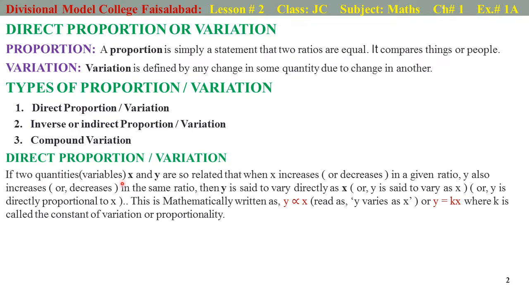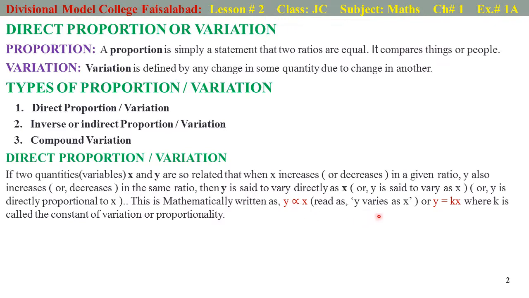If two quantities x and y are so related that when x increases or decreases in a given ratio, y also increases or decreases in the same ratio, then we say that y is directly proportional to x, or y is said to vary as x. So this statement in mathematical form is written as: y is directly proportional to x. This sign is called the sign of proportionality.